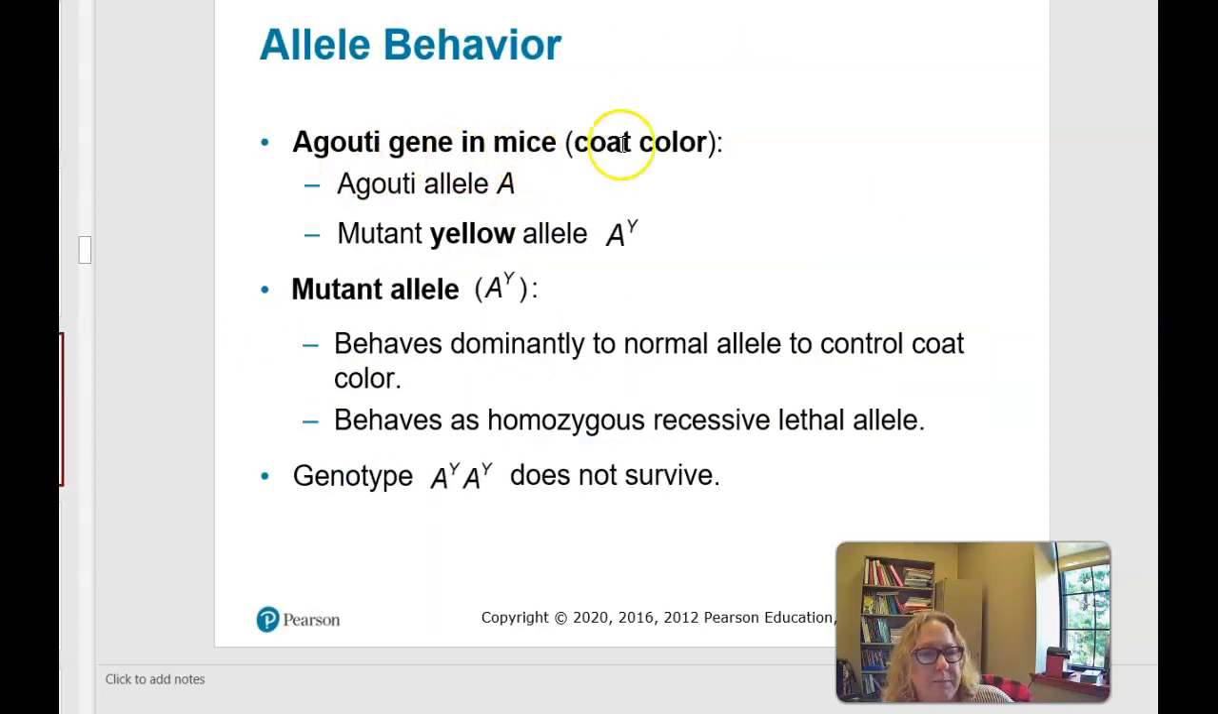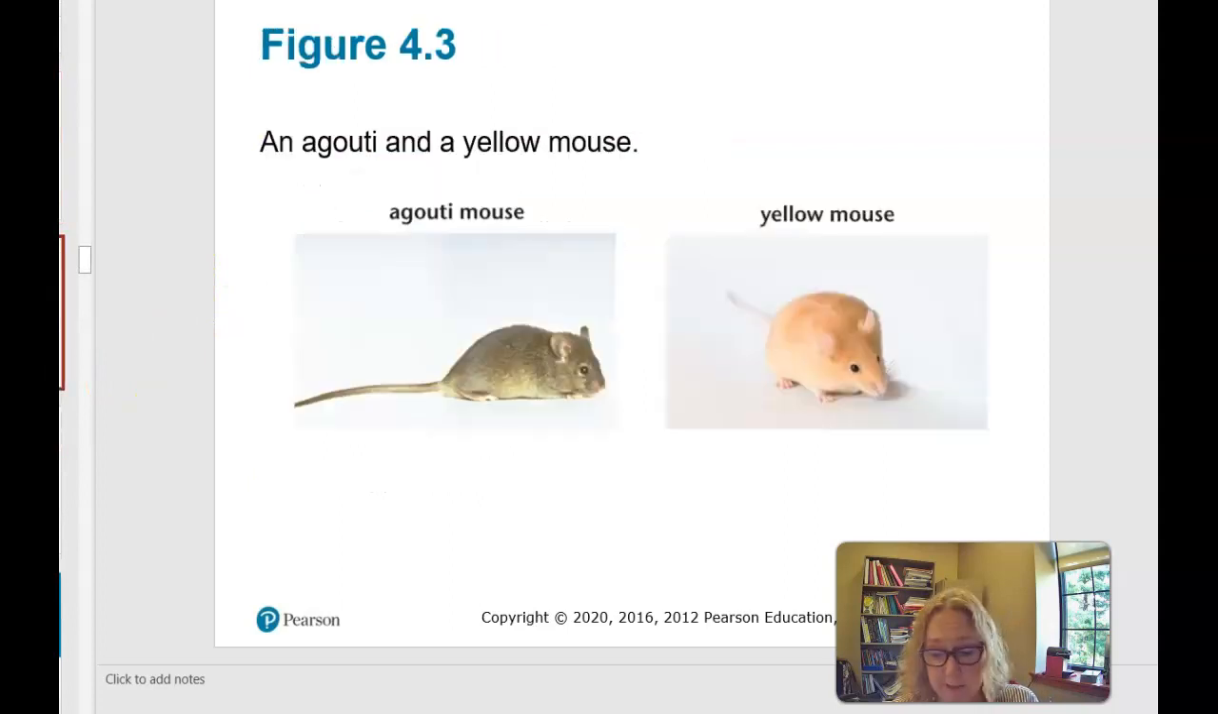So you have the agouti mice color, right? Yellow allele, A^Y. Mutant allele, Y. It behaves dominantly to the normal allele for coat color. It behaves as homozygous recessive, and it's lethal. The genotype A^Y A^Y, the two yellows, and you do not survive. So this very often happens when you have two agoutis that make little nice babies.